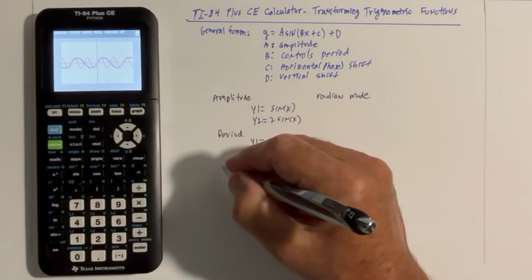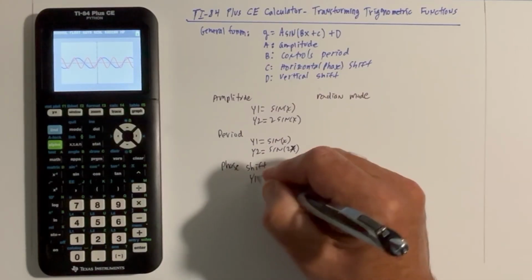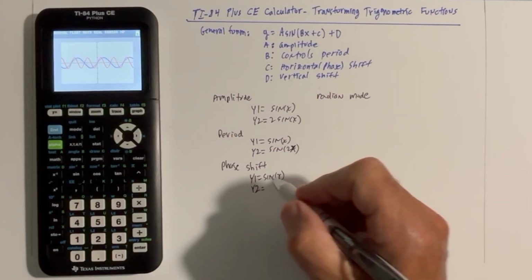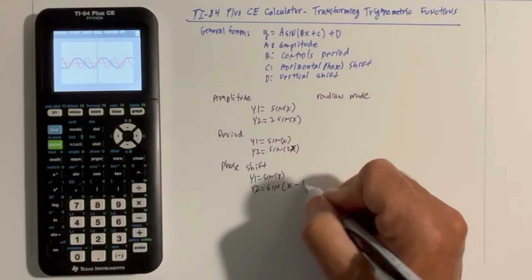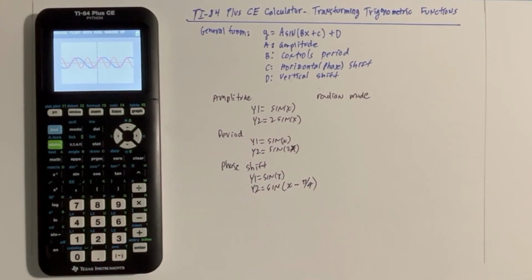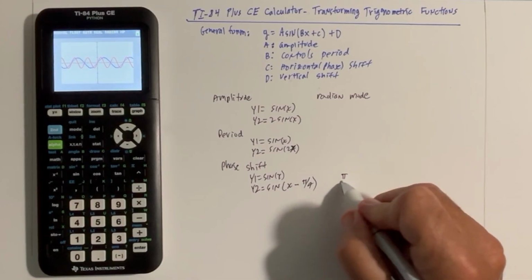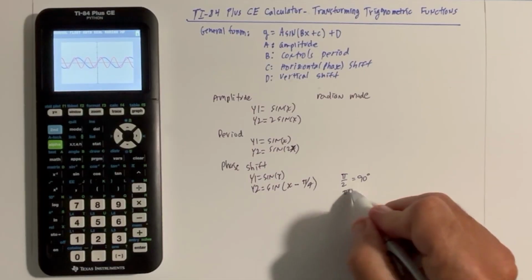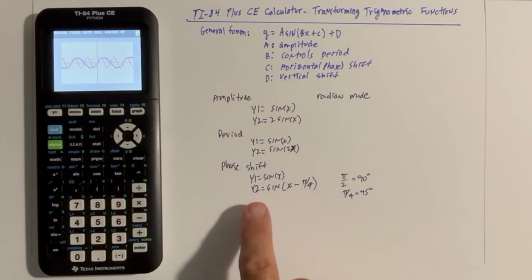Now let's look at a phase shift. So y1 is equal to our sine of x. y2 in this case is going to be the sine of x minus pi over 4. So pi over 4, that's going to be 45 degrees. So we're going to shift it by 45 degrees because that's in radians. And we know that pi over 2 radians is equal to 90 degrees. So pi over 4 would be equal to 45 degrees. That just gives us an idea.